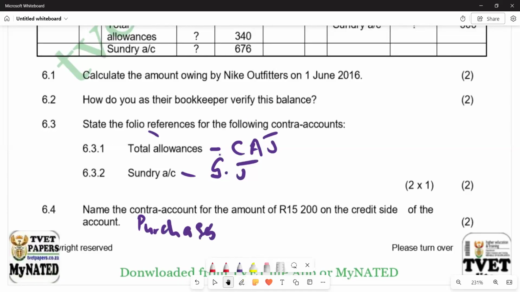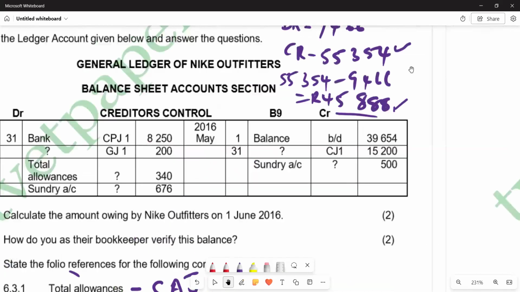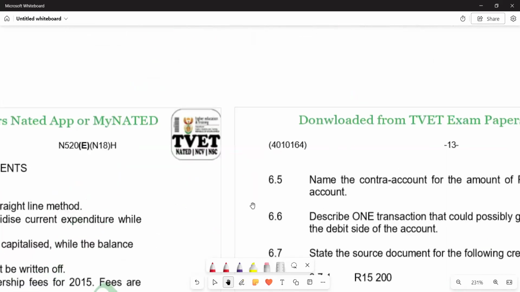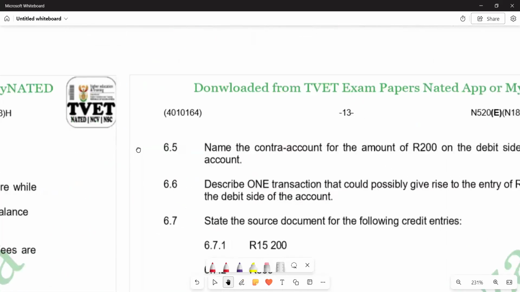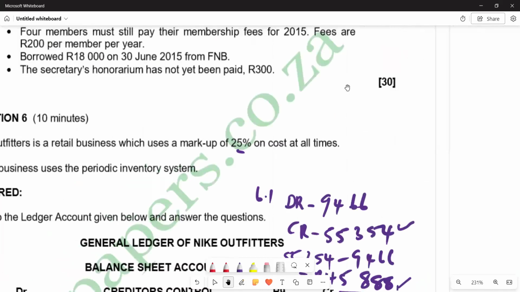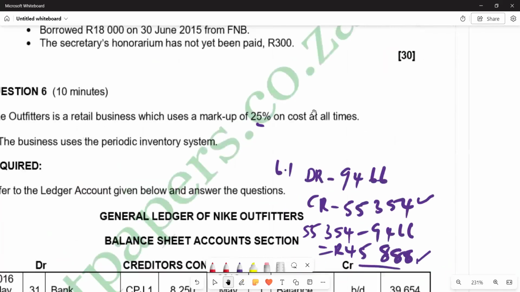So you can just say total purchases. So we go to the next question and try to see what we have. On the next question, 6.5 reads: name the control account for the amount of 200 rands on the debit side of the account. So we go to the debit side again, to try to see.